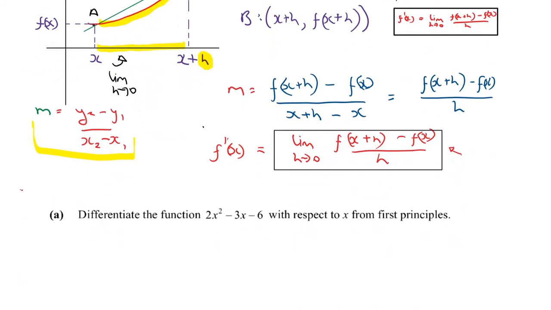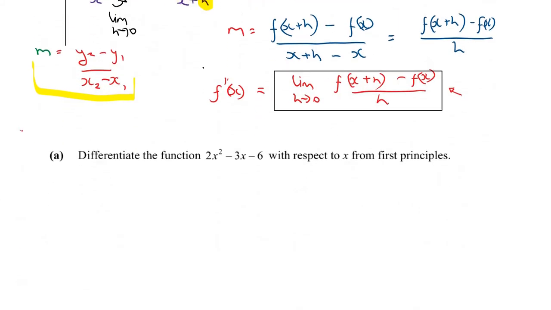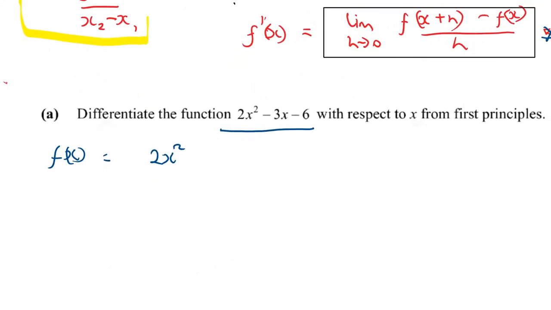So let's have a look at this past paper question on differentiation by first principles. It says to differentiate the function 2x squared minus 3x minus 6 with respect to x from first principles. This came up in 2014. Well, I know where I need to get to. I need to get to this point here. So let's look at it. I know that f of x is equal to 2x squared minus 3x minus 6. So I want to work out what f of x plus h equals.